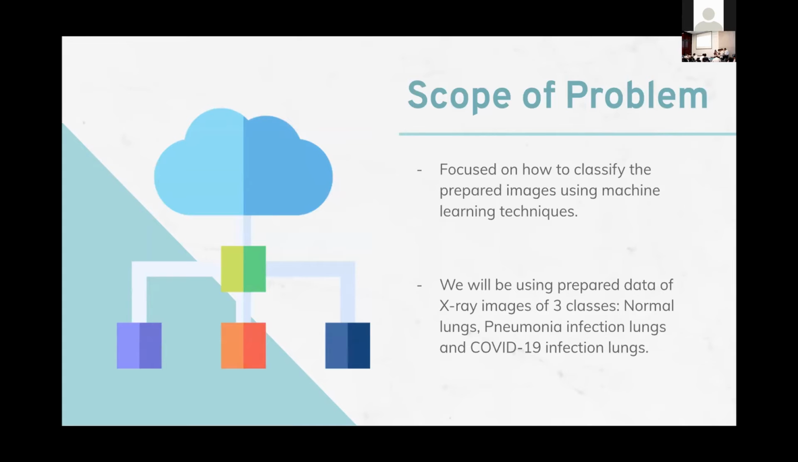The scope of the problem: we focus on how to classify the prepared image using machine learning technique. So our group will be using prepared data of X-ray images, which can be classified into three types, which are normal lungs, pneumonia infection lungs, and COVID-19 infection lungs. The reason we choose to use COVID-19 infection lungs is because it's a specific type of pneumonia.